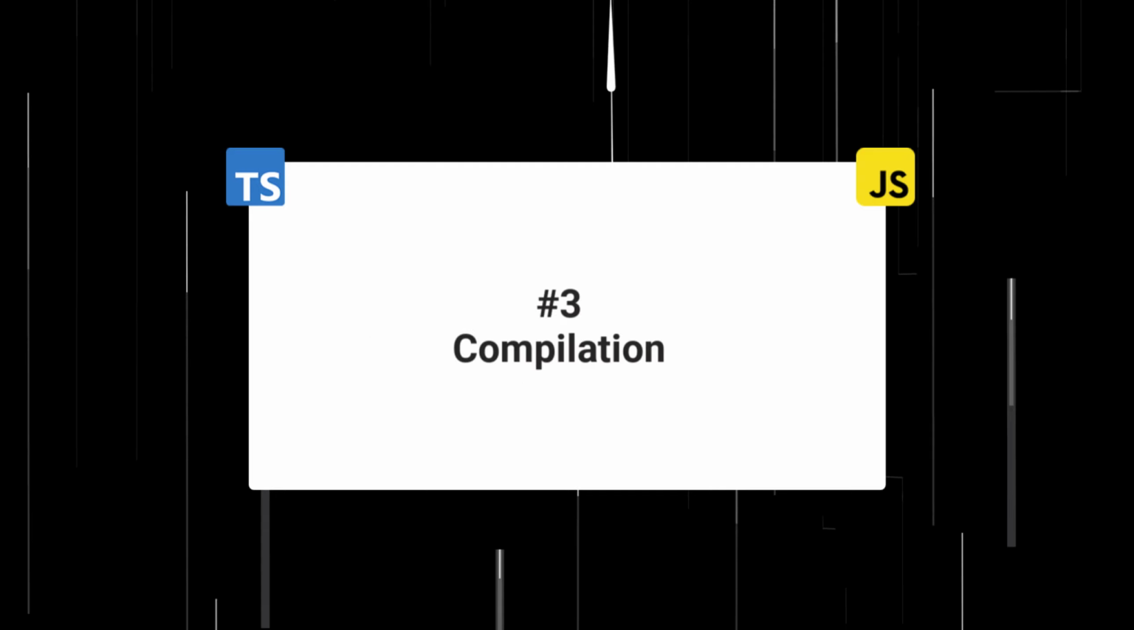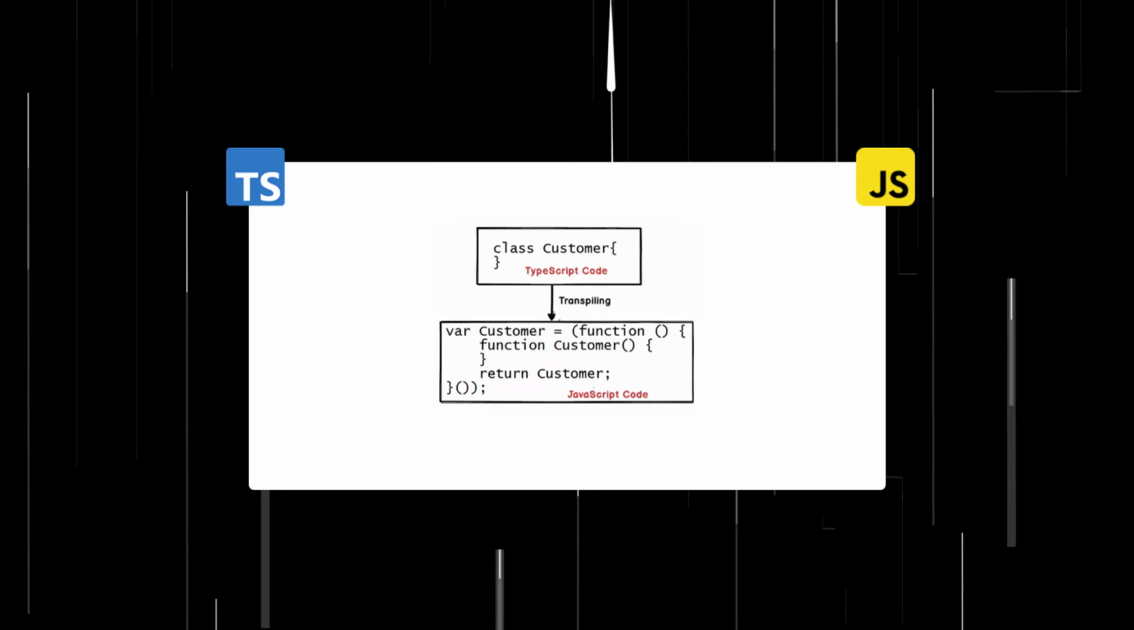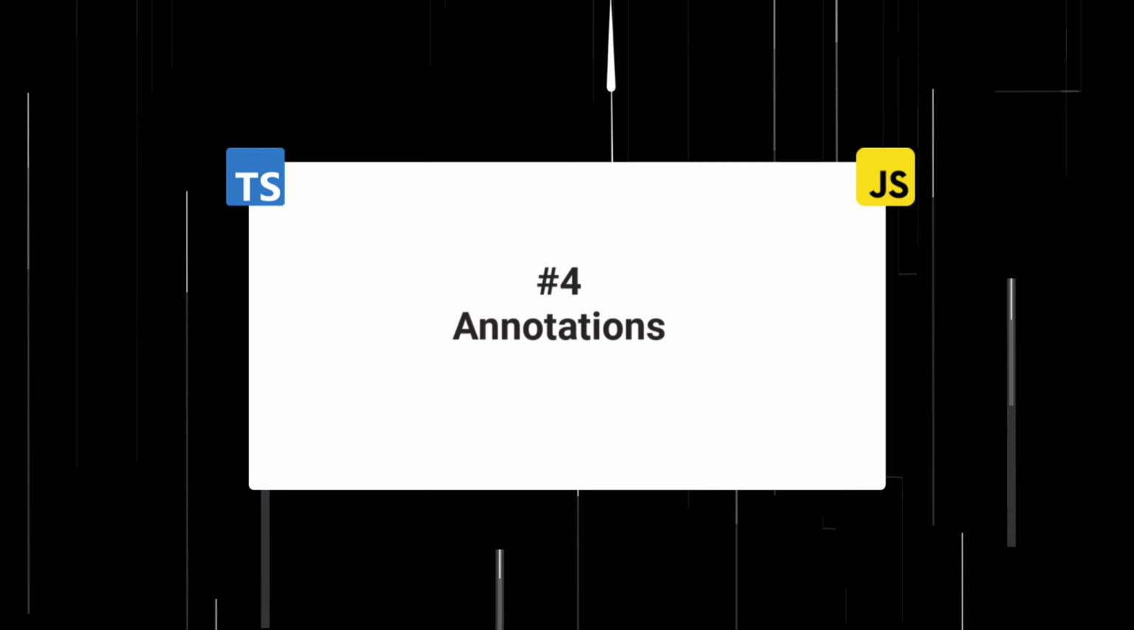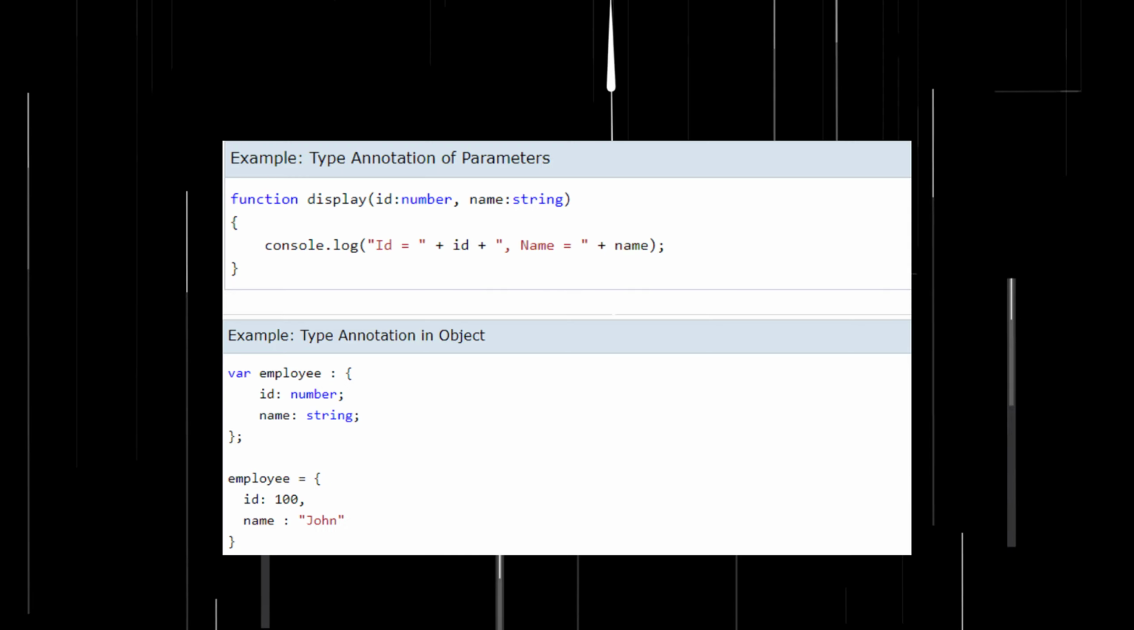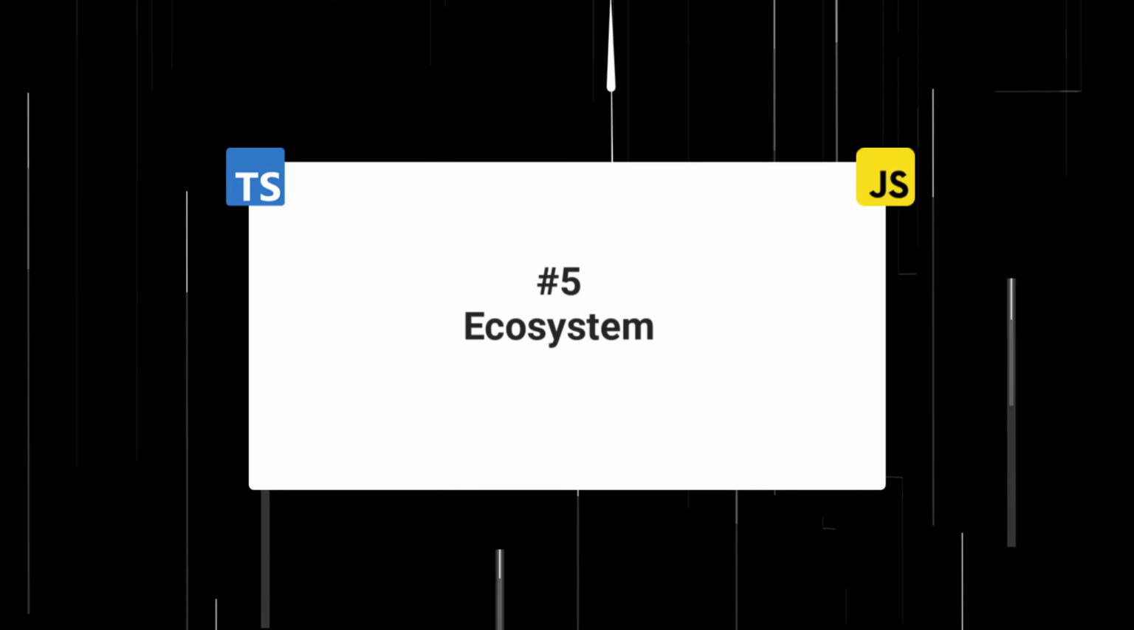3. Compilation. JavaScript code doesn't need to be compiled, whereas TypeScript does. TypeScript code can be automatically transpiled, or converted, into plain JavaScript code. 4. TypeScript requires annotations. For a developer to get the most out of TypeScript features, the developer should constantly annotate their code, while JavaScript doesn't need that. 5. TypeScript supports a number of tools that outweigh JavaScript's, which are called the ecosystem.